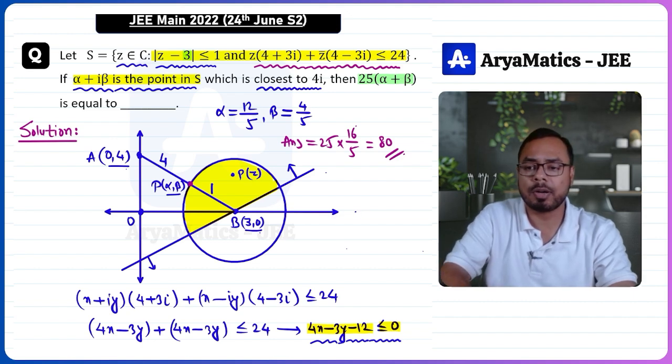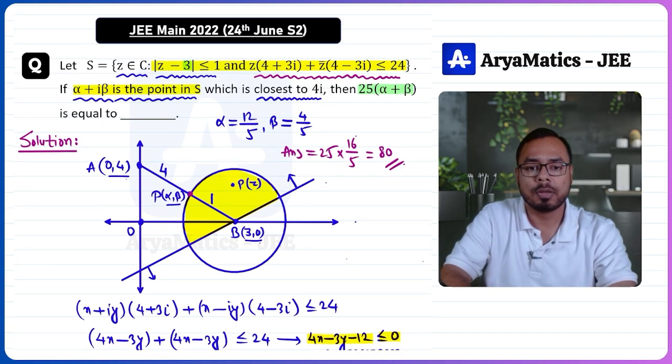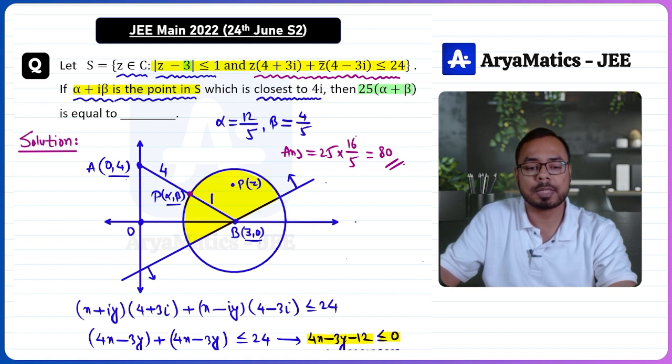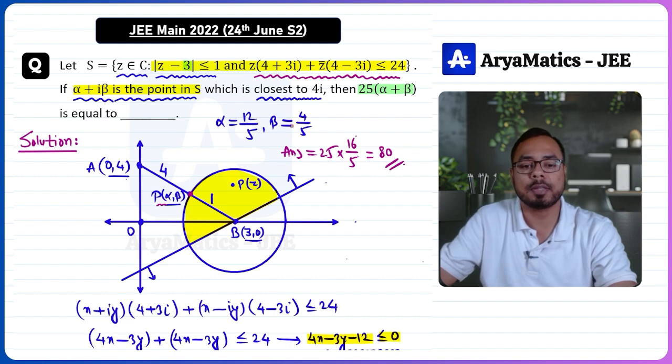So this was again not a difficult problem, just we had to plot the inequalities. First one circle, second one side of the line, and then maximum minimum distance of any point from a circle is always along the line joining that point and the center of circle. So from there we got this point P, and using section formula, this was the coordinate of P. Finally, our answer will be 25 into 16 by 5, that is 80.